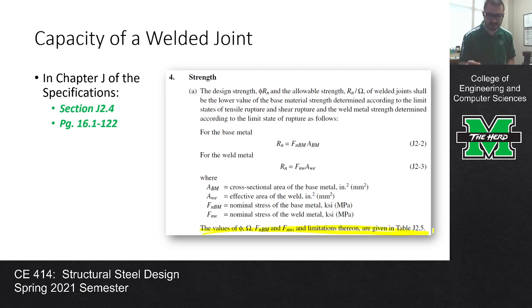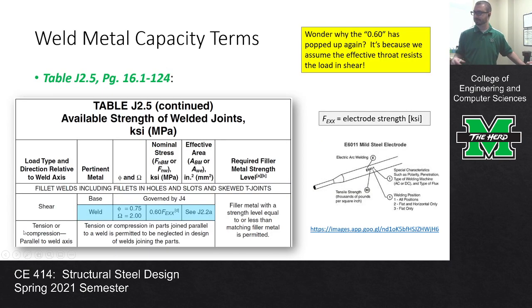Okay, so this part says the values of phi, of the base metal capacity, the weld metal capacity, all this is found in table J2.5. If you look over here on the next page, 16.1-123, there's this table J2.5, and it says available strength of welded joints, and it's a big old table. In fact, it's so big it goes on to the next page. If you turn the page, you should see something that looks like this.